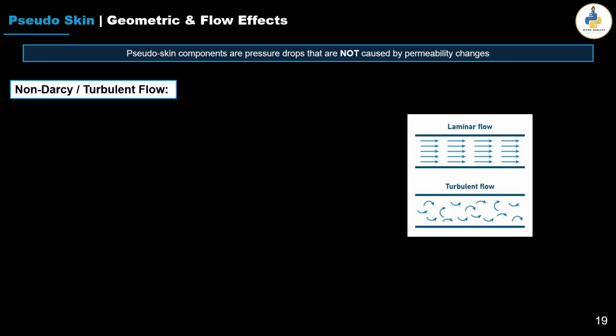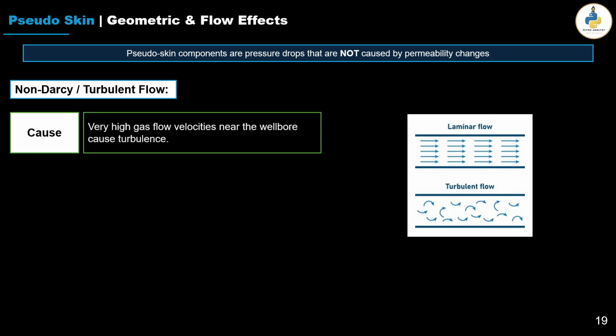For the last mechanism, we can have non-Darcy or turbulent flow, which means we can have high velocity in the near wellbore area because we are producing with a high flow rate, and this is typical for gas reservoirs producing at a high flow rate. The flow changes from laminar to turbulent flow.